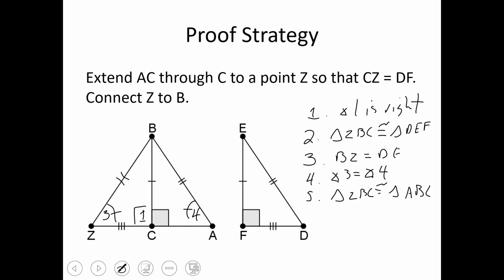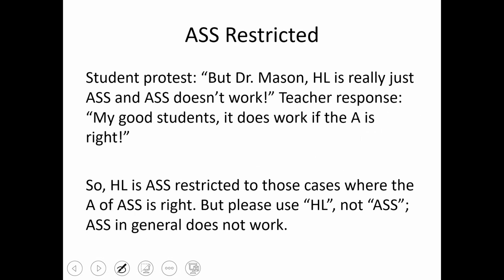And then look at lines 2 and 5 together. We know that ZBC is congruent to DEF, and we know that ZBC is congruent to ABC. And we know that the congruence relation is transitive, so of course it follows that DEF is congruent to ABC, which is what we were supposed to prove. And with that, the proof is complete.